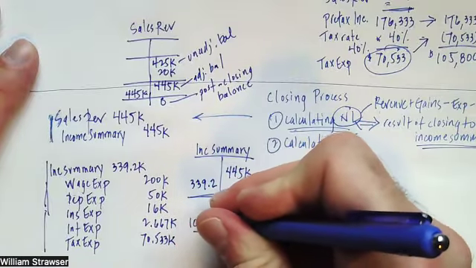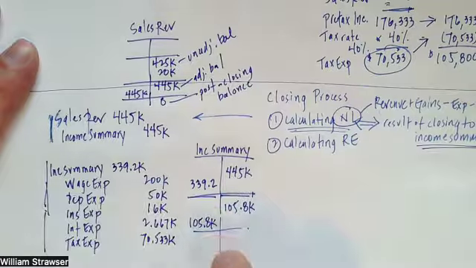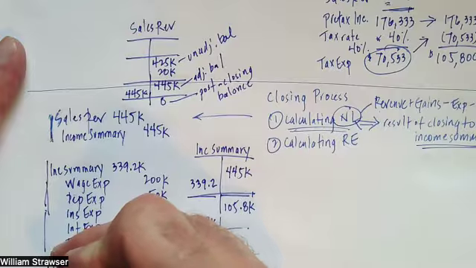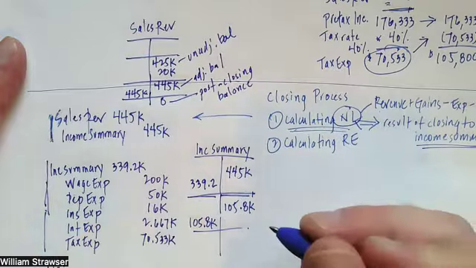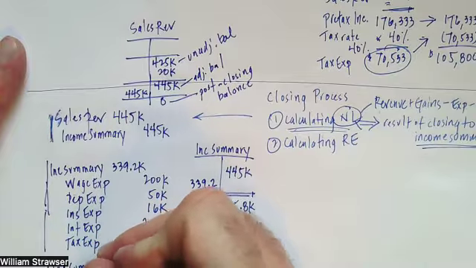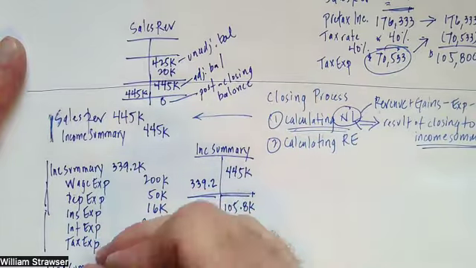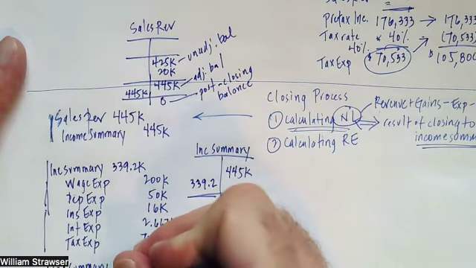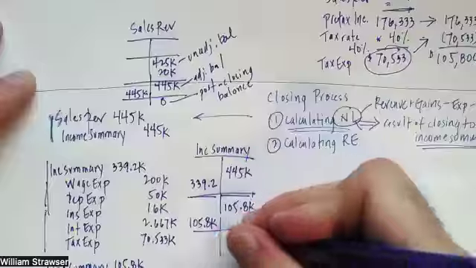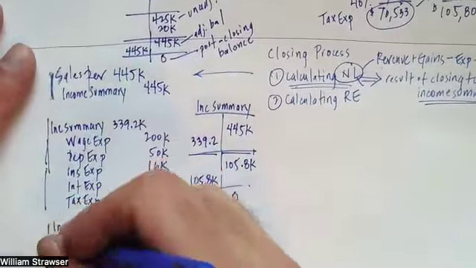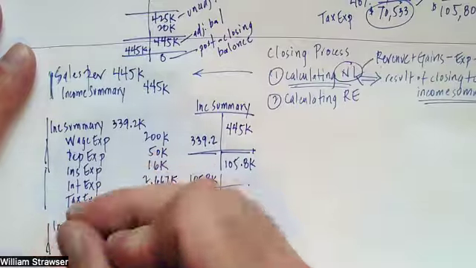Well, I need to close the income summary for $105,800. That is going to be a debit to my income summary account because it had a credit balance. So in order to zero it, I would need to debit it. And that zeroes out the account appropriately, which is what we wanted to do. The credit is to retained earnings.